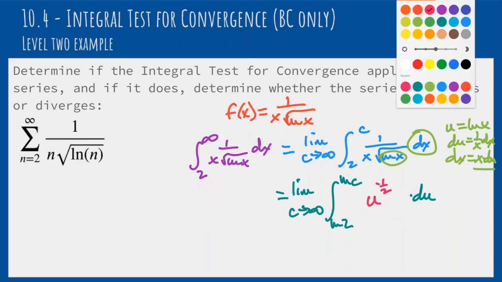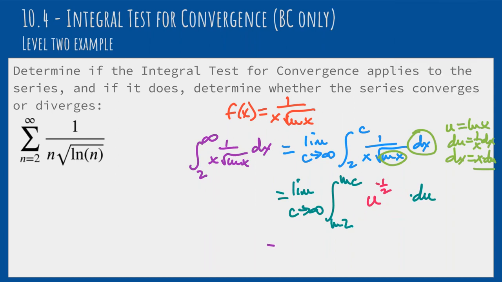And we can evaluate that. So this is going to be the limit as c approaches infinity. u to the negative 1/2. The antiderivative is going to be u to the positive 1/2. And then we're going to divide by 1/2, so it's going to be times 2. So it's going to be 2 square root of u evaluated from the natural log of 2 to the natural log of c.